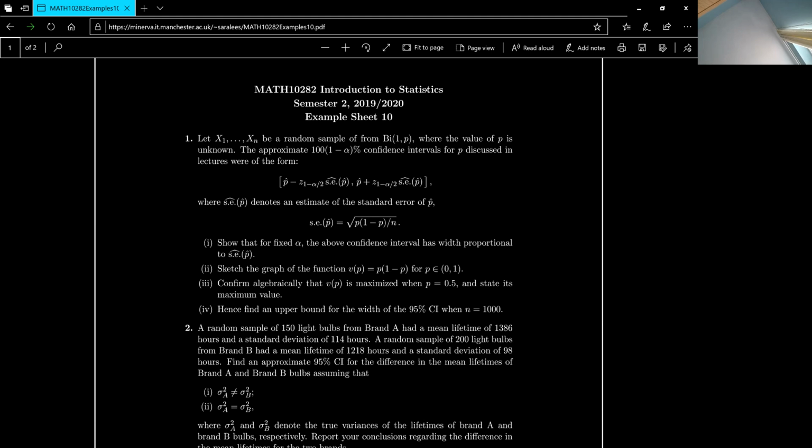If you're just joining us, we are doing question 1 on sheet number 10.